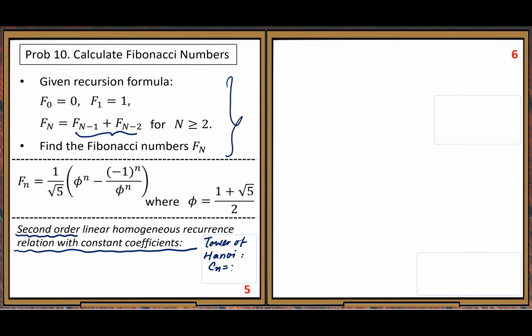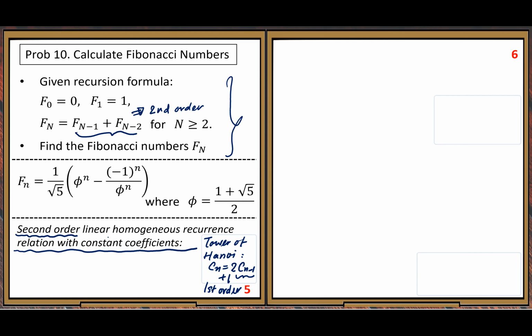That is C_n equals 2C_(n-1) plus 1. Here you can see at the right-hand side, there is only one non-constant term. And for this type, we call it first order. Here on the right-hand side we have two non-constant terms, so we call it second order.